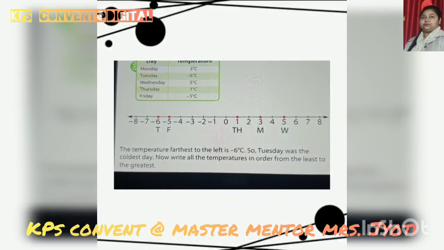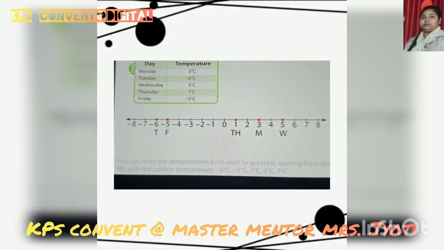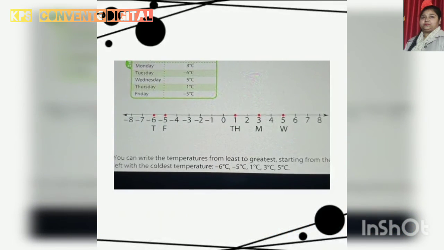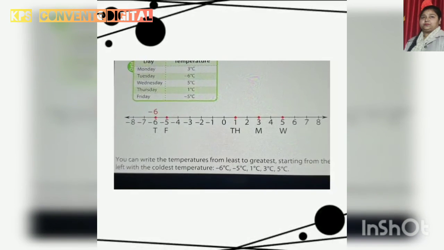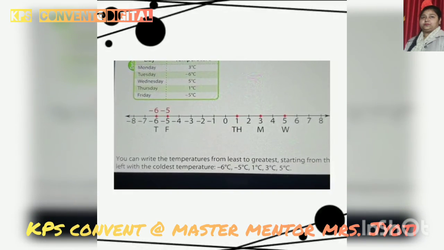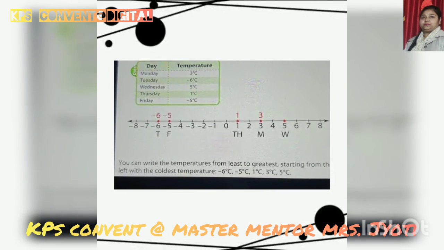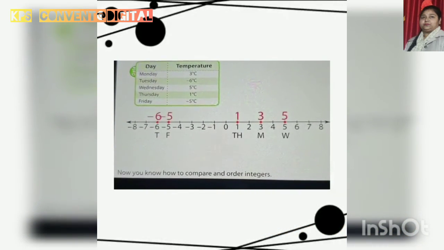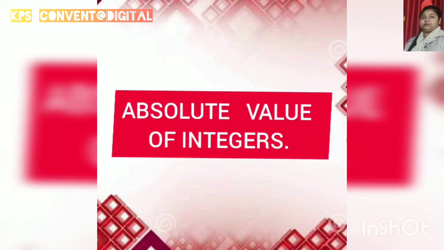Now, write all the temperatures in order from the least to the greatest. You can write the temperatures from least to greatest, starting from the left with the coldest temperature: negative 6 degrees Celsius, negative 5 degrees Celsius, 1 degree Celsius, 3 degrees Celsius. Now you know how to compare and order integers.